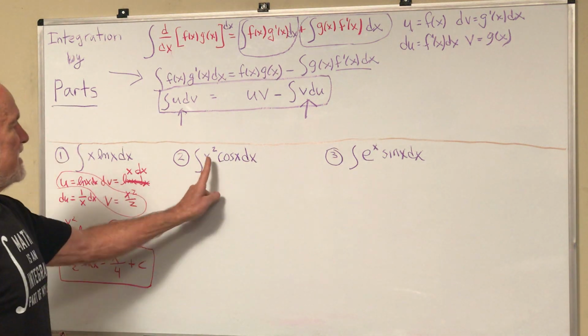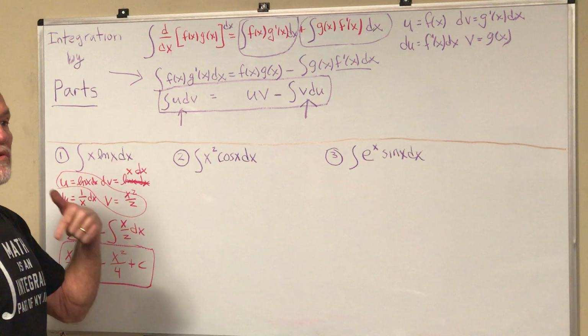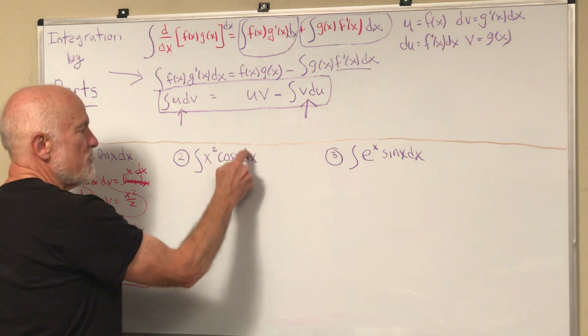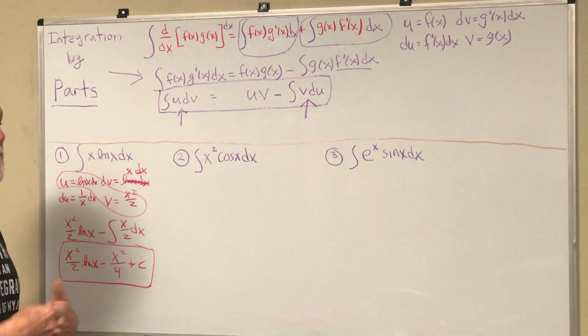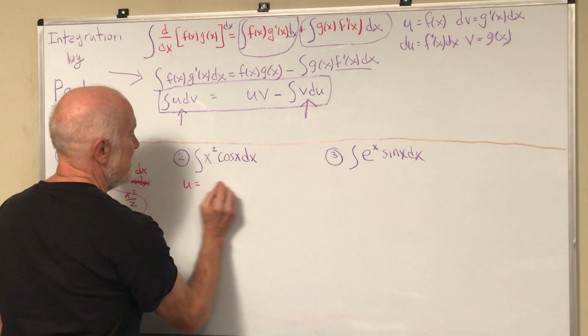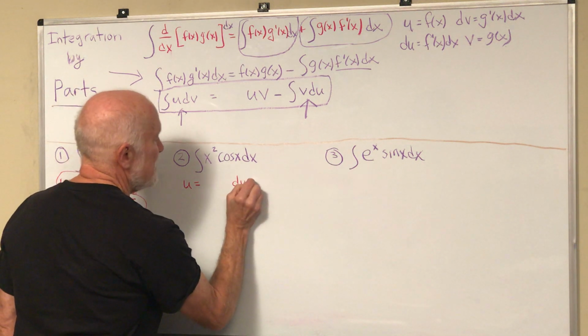Well, let's try another one. Is it possible that this could be integration by parts? Well, it's a function times a function. So that's a good indication that it might work. So let's pick our u and our dv.